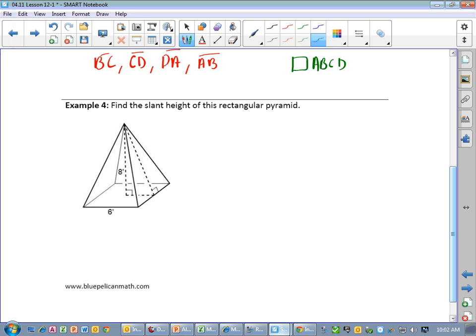Notice what we're looking for is this slant line right here. I'm going to label that S. That is part of a right triangle. Let's draw that right triangle over here. How long is this bottom side? This is the apothem. Since the base is regular, we don't have to look for the apothem, it's simply given.